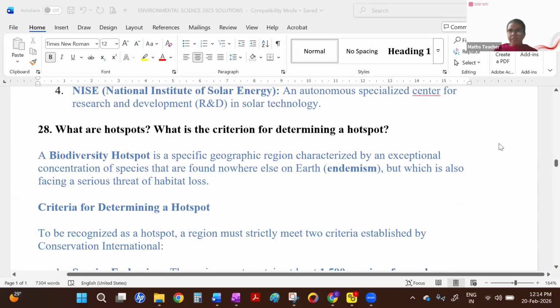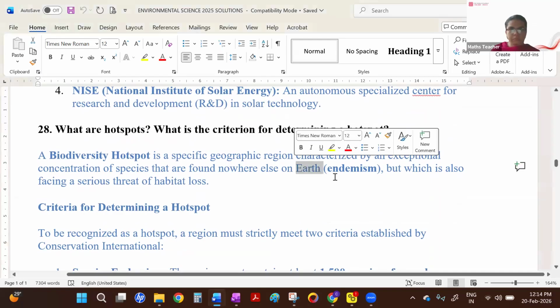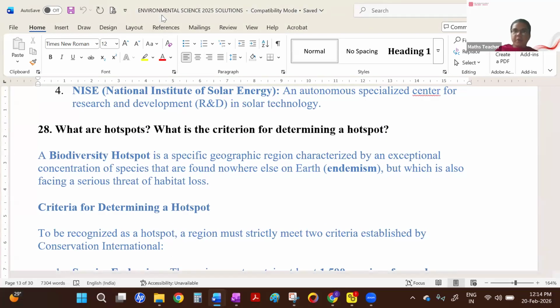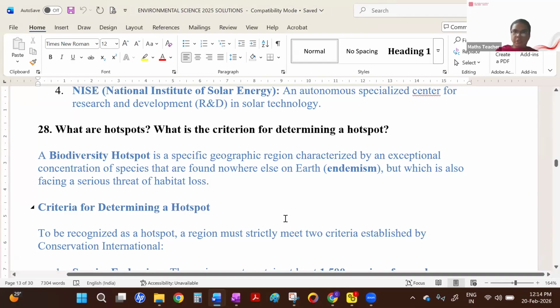So the first question: what are hotspots and what is the criterion for determining a hotspot? What is meant by a hotspot? It is a region which contains a lot of biodiversity, and also the region might be under a very high risk. Such regions are called hotspots.